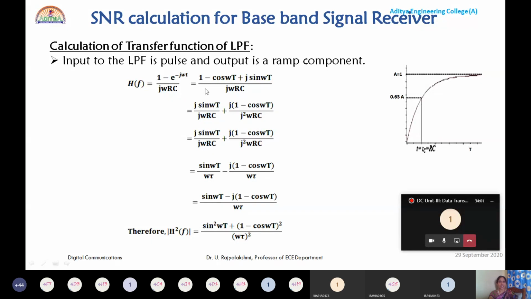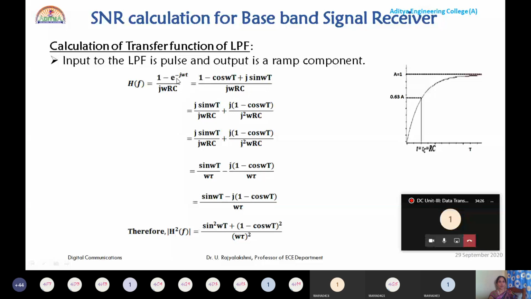So this is the general transfer function of the low pass filter if the input is a pulse and the output is a ramp component. You can observe this in the PDC; you will solve the expression and obtain the transfer function as (1 minus e power minus j omega T) divided by j omega RC. Now please rewrite the e power minus j omega T.